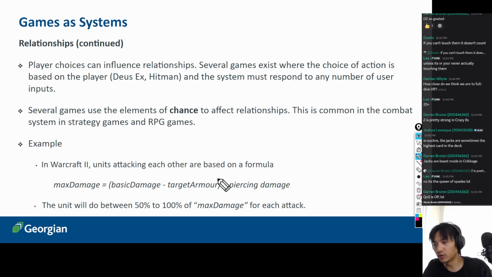Okay, that will ignore armor. And then this number, maybe it's like 10, they will do between 50 and 100% of that. So they'll be doing between 5 and 10 damage. So there's some probabilistic outcome there.